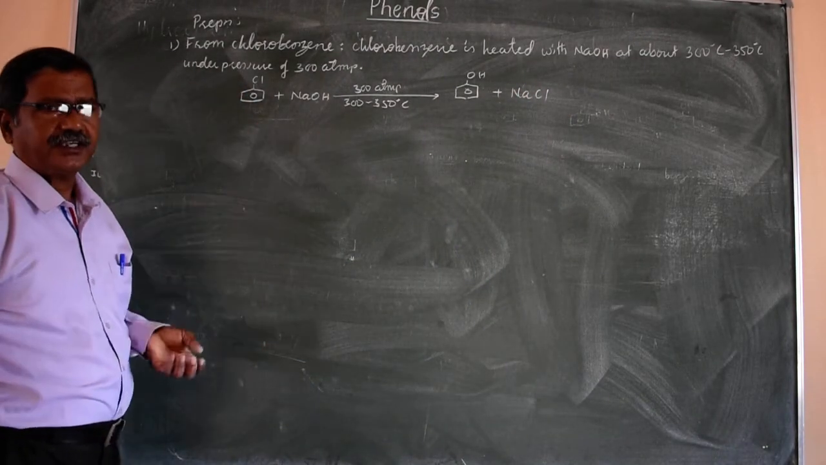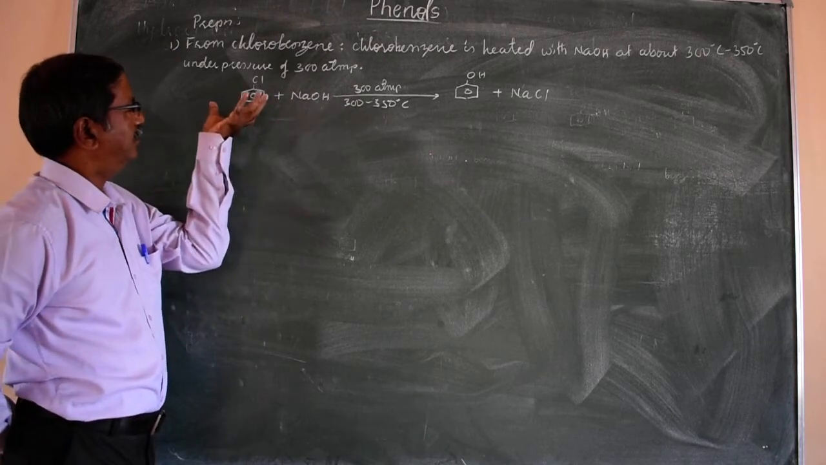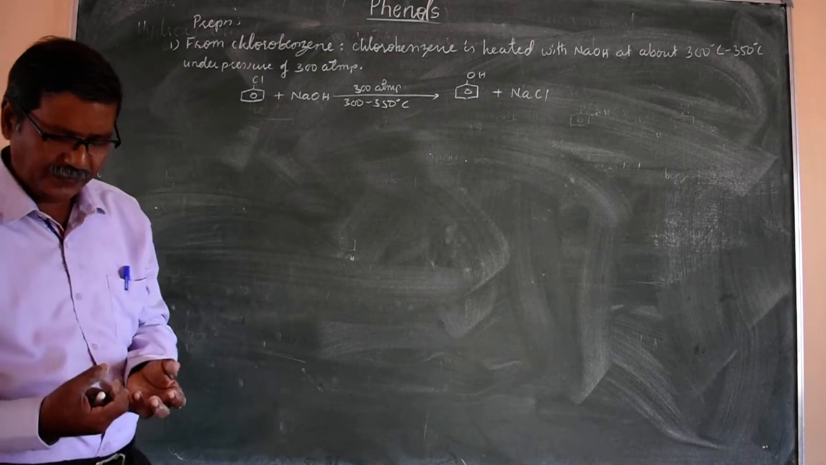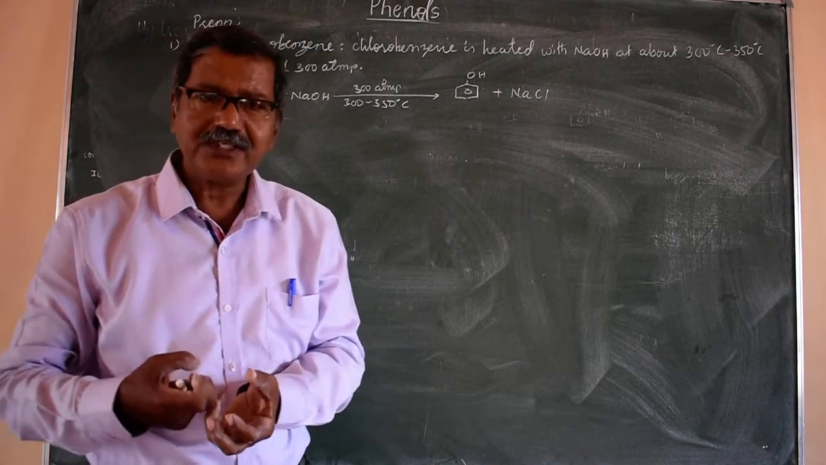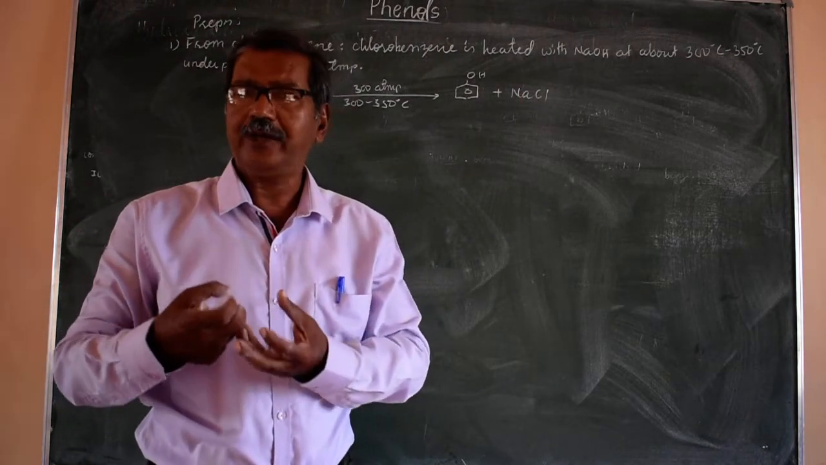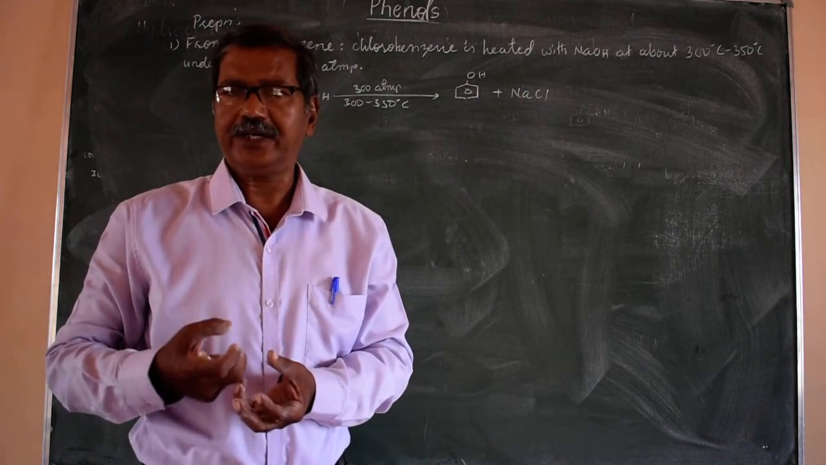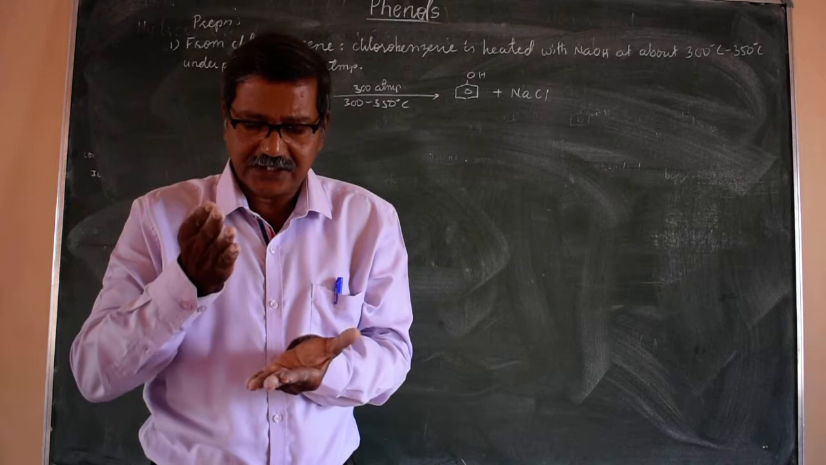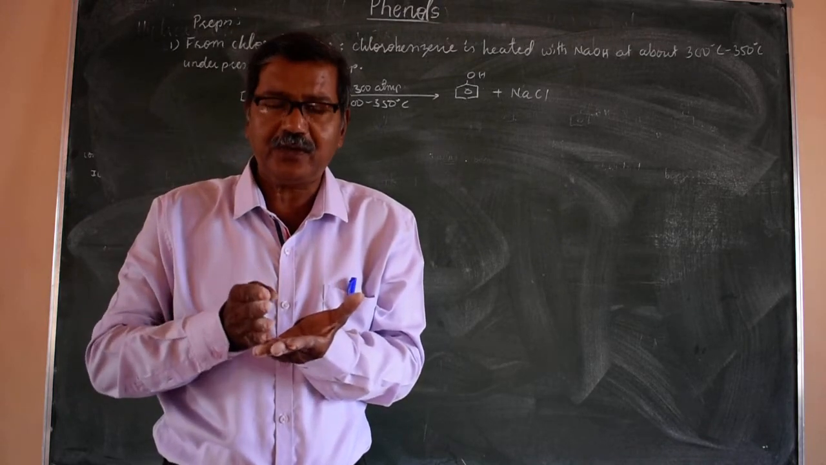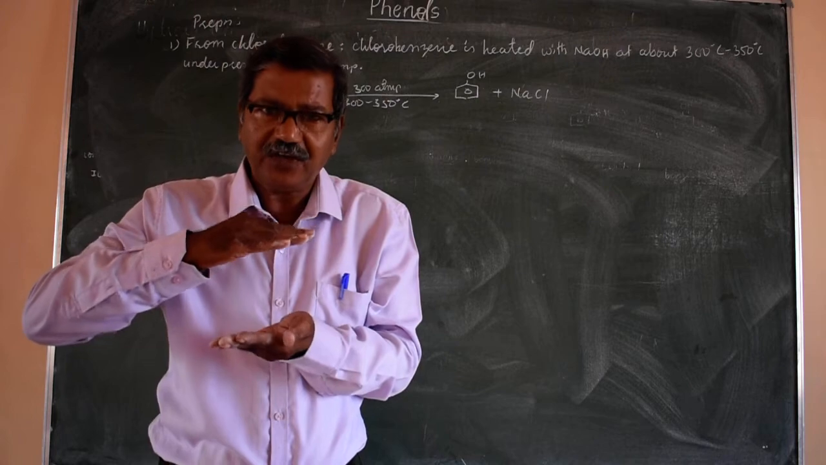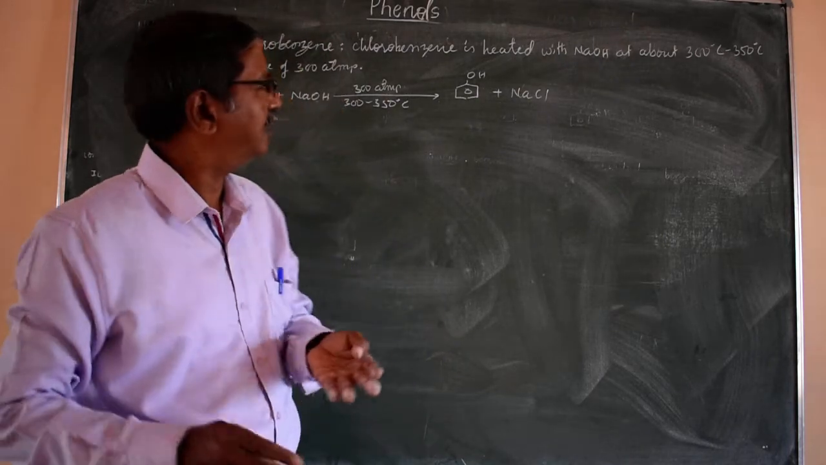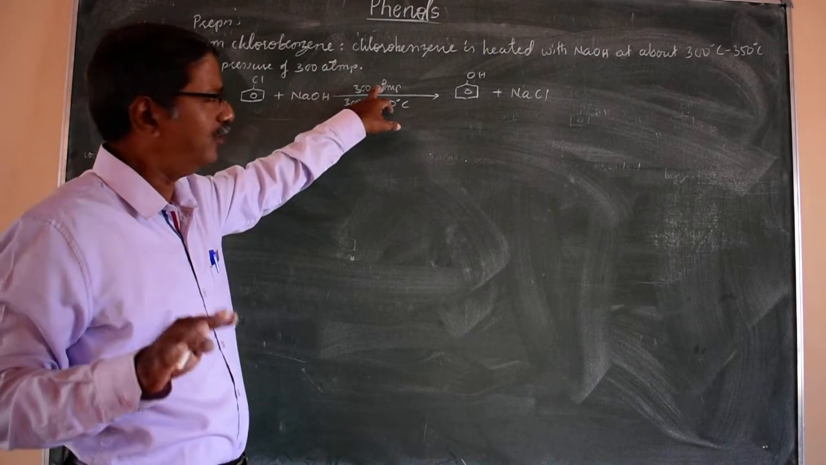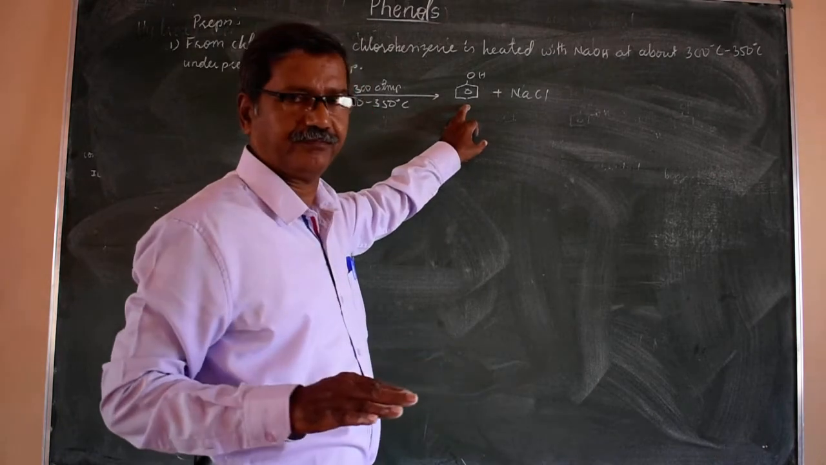Why do you have to use a drastic condition, that is, heating the chlorobenzene to high temperature and high pressure? This is because in chlorobenzene, chlorine is attached to an sp2 hybridized carbon, its electronegativity is greater and the bond is strong. Second, due to resonance we have partial double bond character between the carbon and chlorine. So it is difficult to break, and hence you have to use a drastic condition, that is high temperature and high pressure. In the actual process, we have one more step.